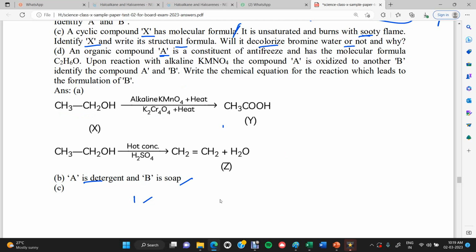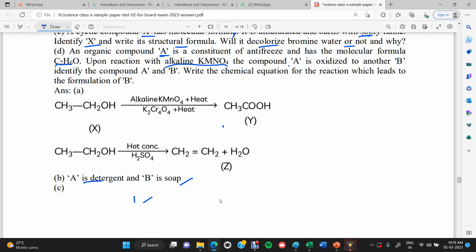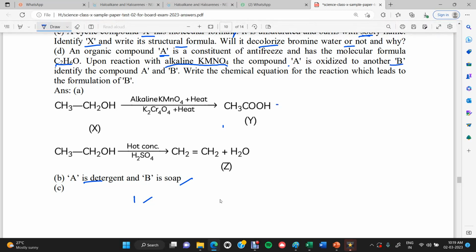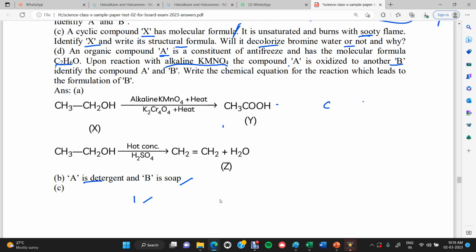Right. So let us check. Let us write the formula first. It is C2H6O, which is oxidized to B. A and B. That's it. So C2H6O. So C2, I had written two carbon atoms. So six hydrogen atoms and one oxygen.